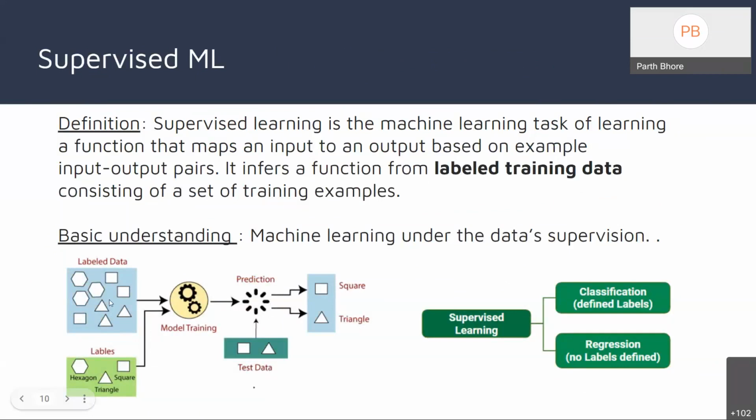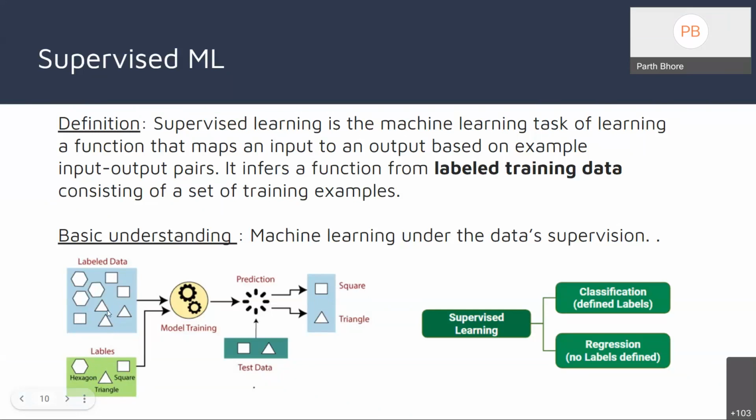So look at this picture here. Here a model training picture of supervised ML is given. You can see in the green box: hexagon, triangle, and square. These are the labels. So what is the role of the labels here? Using the labels, you can identify what type of data it is, so the program will know that this is a hexagon, this is a triangle, and this is a square. This is the role of the label.